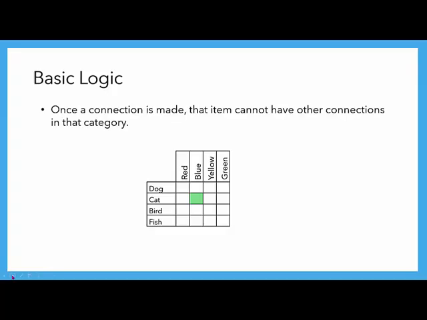What else does that tell us once we've made this positive connection? Well, since we know that cat goes with blue, that means cat can't go with any of the other colors. So we can fill in X's in the cat's row. That also tells us that since blue goes with cat, blue can't go with any other animals, so we can also put X's in that column.